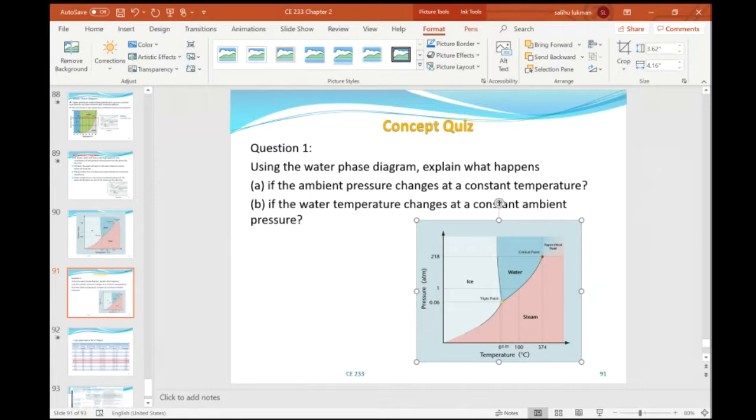And if water temperature changes at a constant ambient pressure, so you are considering 1 atmosphere, at 100 degrees Celsius it will boil. You will have both liquid and gaseous phase. Below 100 degrees Celsius it is in liquid phase, and above 100 degrees Celsius at the same pressure, 1 atmosphere, it will be in the vapor phase.